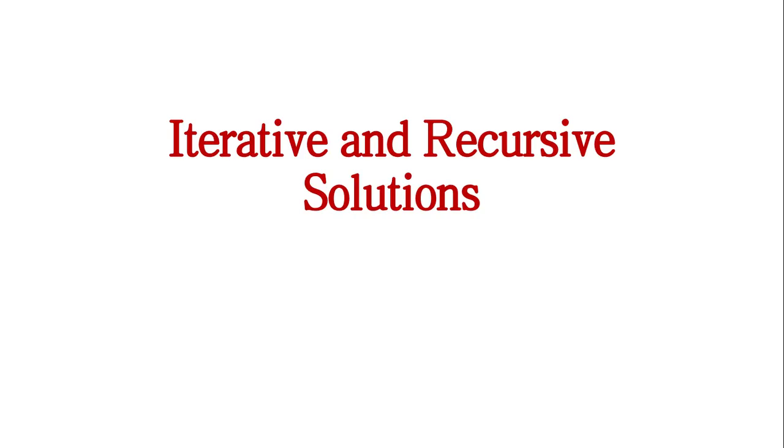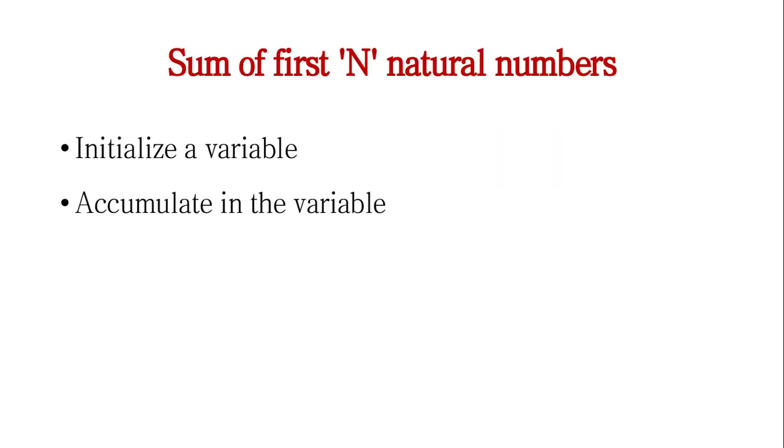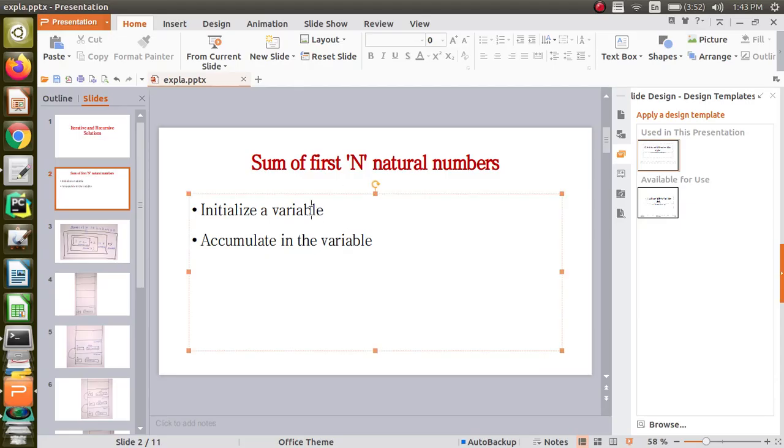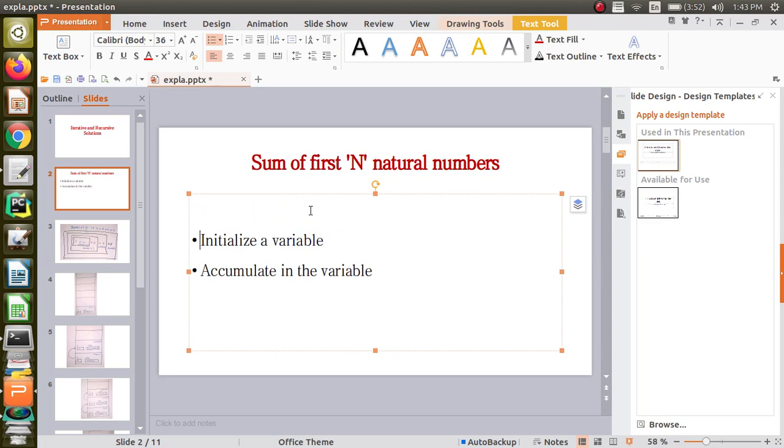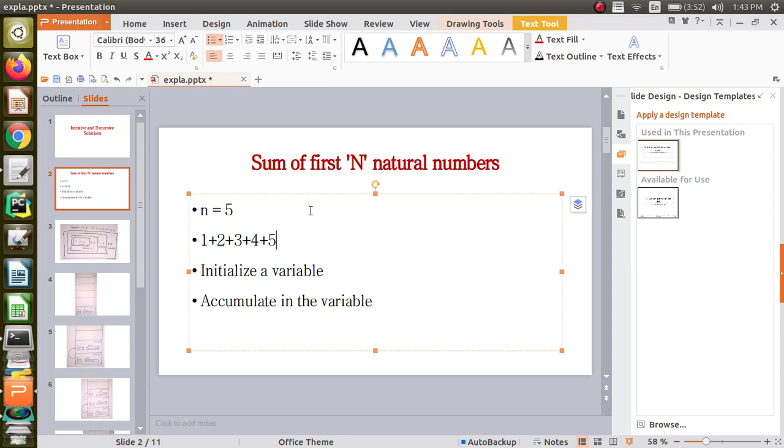Hi, in this lecture we are going to see how to find iterative and recursive solutions for a problem. The example we are going to take is the sum of first n natural numbers. For example, if the value of n is 5, I have to find 1 plus 2 plus 3 plus 4 plus 5. If n is 10, then we have to find 1 plus 2 plus up to 10.